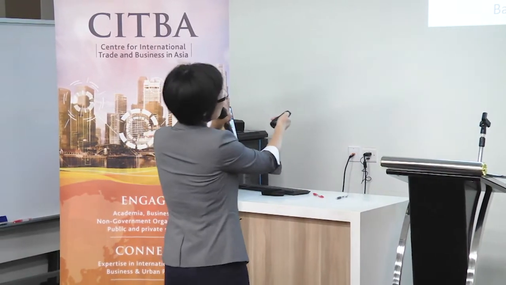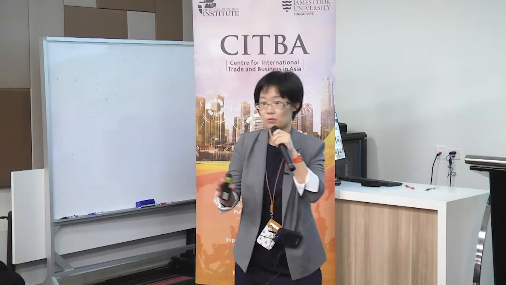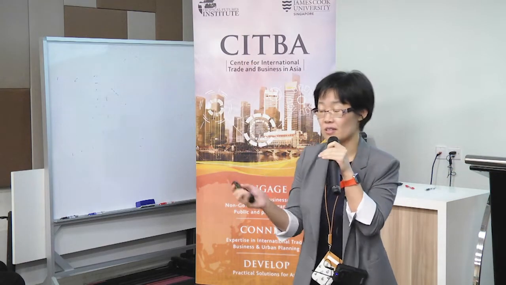And then 27% believe that cooked food, expired food, and half-consumed food can be dropped into this collection box, which is totally wrong. So what is expected to be dropped in? Non-perishable food. For example, some packed cereals, some packed biscuits, something like that.